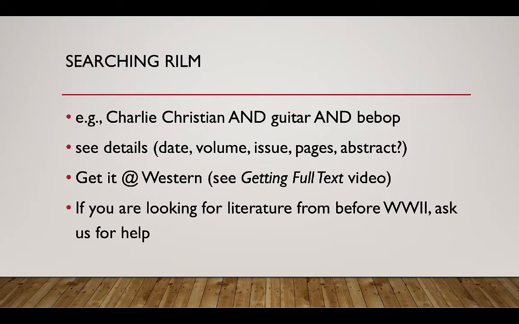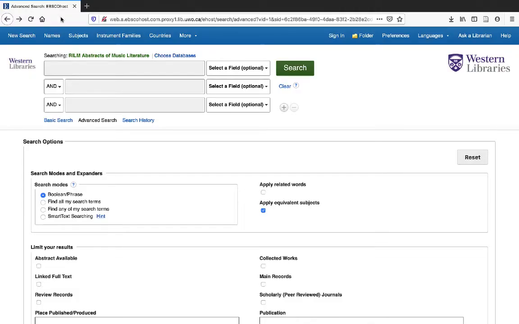Once we've found some search results, we'll look for date of publication, volume, issue, page numbers, and potentially abstracts for each item. If we find anything of interest, we can click on the Get It at Western button. See our Getting Full Text video for more details. Searching RILM is fairly straightforward.